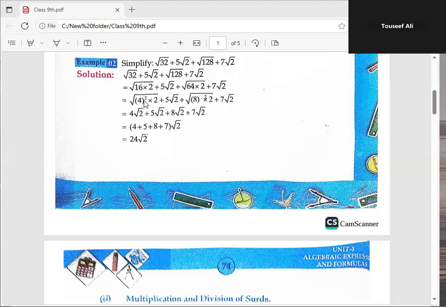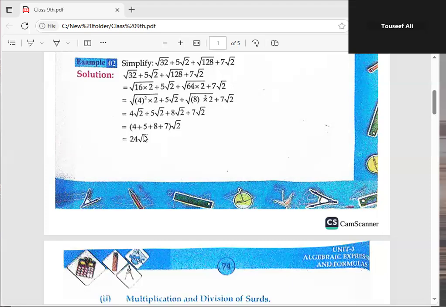After that, 4 square and this square root will cancel each other, and 2 comes under the root, and this is the simplified form of root 32, and 5 root 2 is the same as it is. Square and root cancel each other, then the 8 is in simplified form, and root 2 remains, plus 7 root 2. So in all these terms root 2 is common, so by taking root 2 common from all these terms, here the 4 remains, here 5, here 8, and here 7.